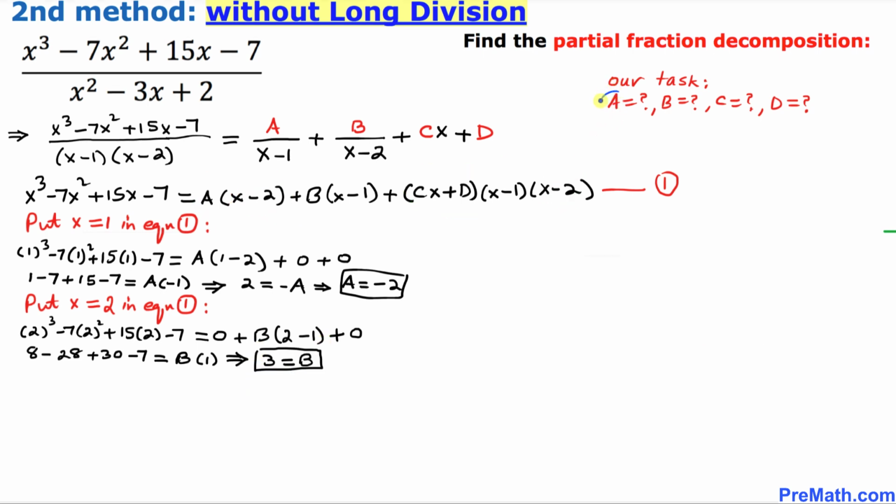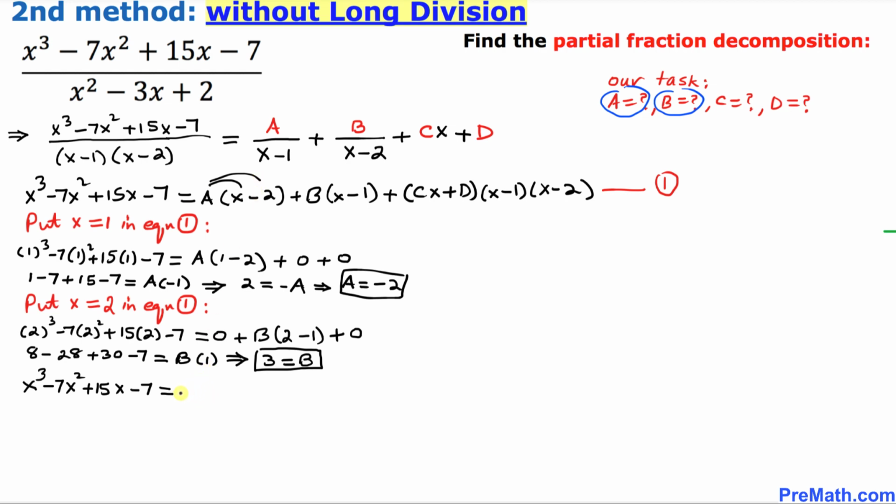So we've figured out a and b values, and we still need to find out c and d value. For that reason, we are going to work more on this equation 1 and do some extra steps. Let's look at this equation 1. Let me just write down the left hand side of the equation 1: x power 3 minus 7x squared plus 15x minus 7. And here on the right hand side, I am going to distribute this.